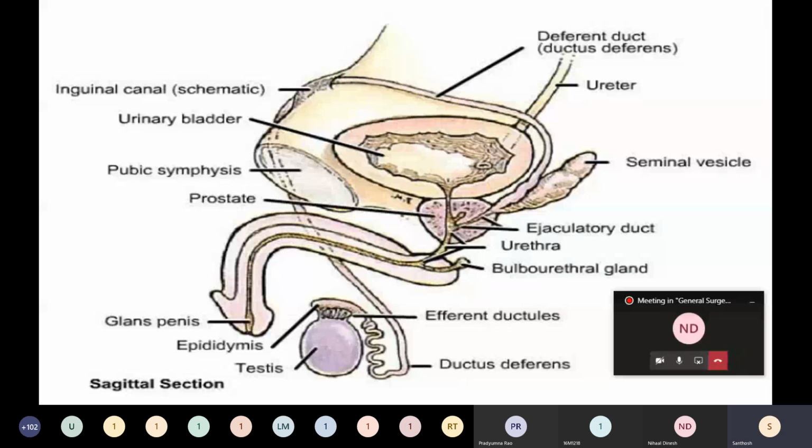So this is the sagittal section of the anatomy of prostate, where you can see the bladder and below that is your prostate gland. You can see the urethra, that is the first 3 centimeters of your urethra is covered by the prostate.